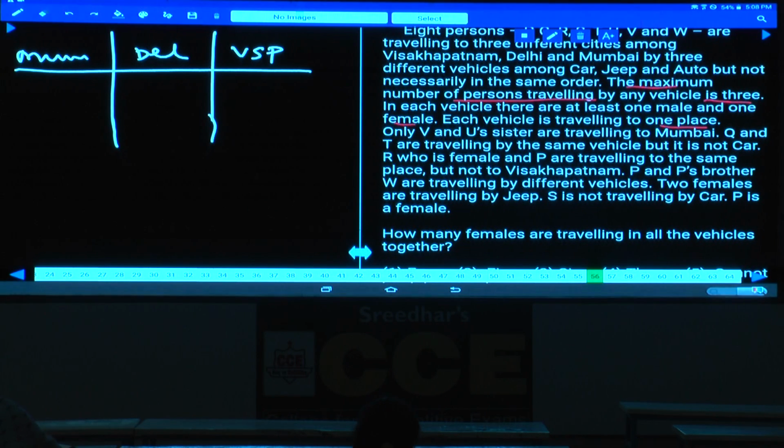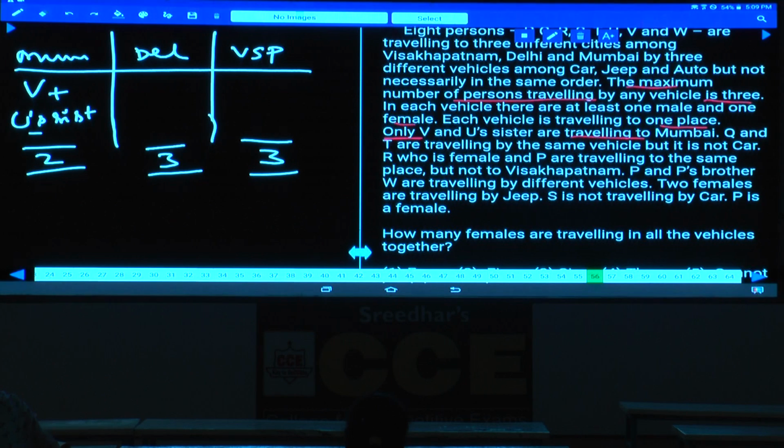Then, underline this word, only V and U's sister are traveling to Mumbai. Now U's sister is a female. Only 2 persons are traveling to Mumbai. As only 2 persons are traveling to Mumbai, what is the gender of V? V must be a male. Why? Because these 2 persons are traveling in a vehicle, and in a vehicle at least 1 male and 1 female should travel together. Hence as U's sister is a female, V is a male, and they are traveling to Mumbai. Hence to Mumbai only 2 persons, and to the remaining 2 cities 3 persons each, because not more than 3 is clearly given.